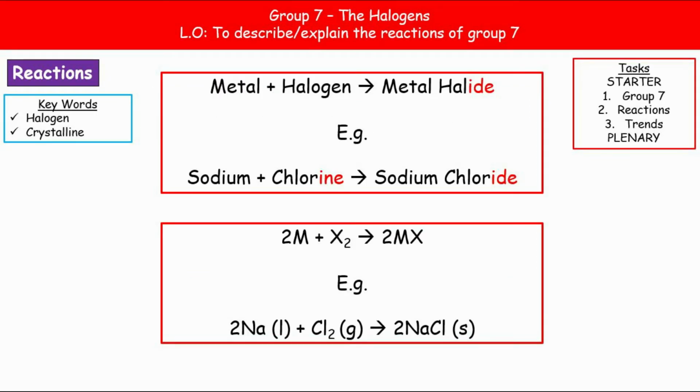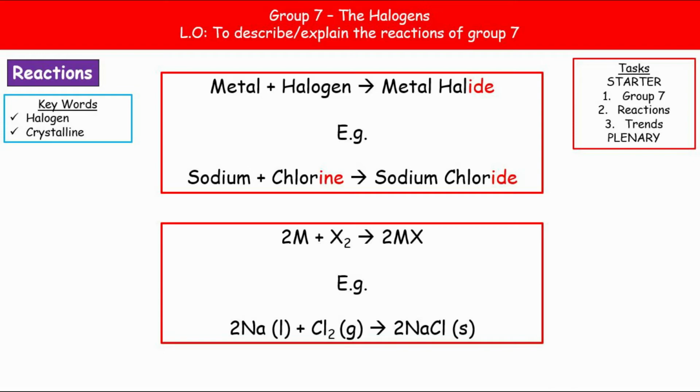If we consider the word equation, first of all, then hopefully we got sodium plus chlorine makes sodium chloride. Now, the key thing here is the endings that we have on the halogen and the salt, the metal halide. So when we write the halogen on its own, they all end I-N-E. So think about it, fluorine, chlorine, bromine, iodine, astatine, all end I-N-E. So when they're on their own, I-N-E.